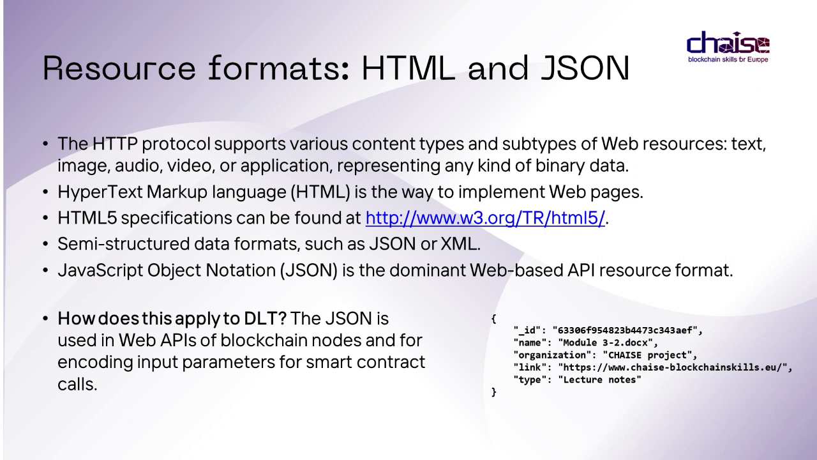How does this apply to DLT? The JSON format is frequent in decentralized applications. It is used in web APIs of blockchain nodes. JSON strings can also be included in blockchain transactions. For example, input parameters are encoded in JSON when sending a transaction to invoke a function in an Ethereum smart contract.